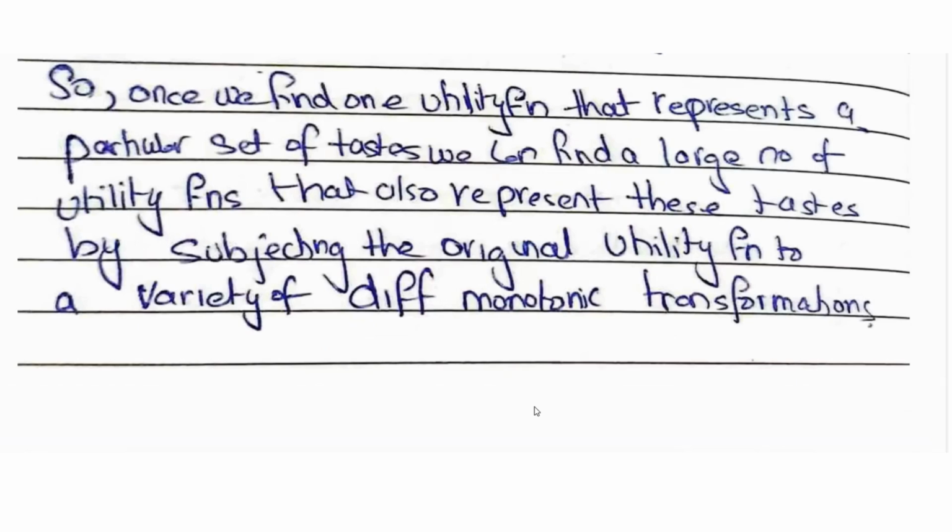The implication of this is that once we find one utility function that represents a particular set of tastes, we can find a large number of utility functions that also represent those tastes by subjecting that original utility function to different monotonic transformations. Because if u(x1, x2) represents a particular set of tastes, a times u(x1, x2), where a is a positive constant, will also represent those same tastes. Similarly, u(x1, x2) plus or minus a will also represent those same tastes. So if we know one utility function that represents a particular set of tastes, by applying a variety of different monotonic transformations to it, we can find a large number of utility functions that also represent those same exact tastes.